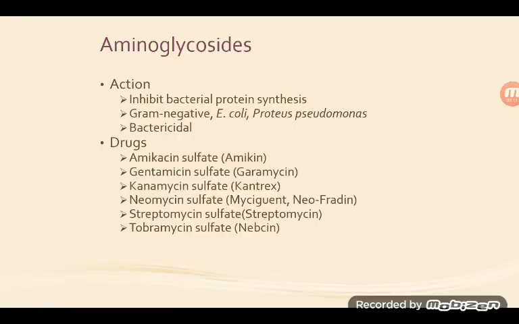Aminoglycosides. Actions of aminoglycosides and drugs. List some. Actions of aminoglycosides include inhibition of bacterial protein synthesis. So they're good for gram-negative E. coli and Proteus, Pseudomonas. These are both common UTI type things. Bactericidal, so they're bacterial killers. Amikacin, gentamicin, kanamycin, neomycin, streptomycin, tobramycin. These are all aminoglycosides.